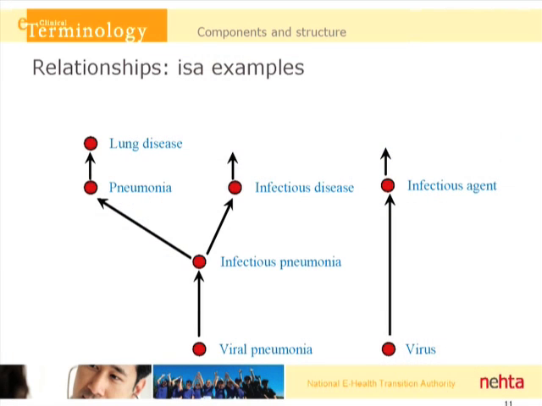So the description logic definitions for each concept code are made up of structured combinations of ISAs and attribute value relationships. Well, let's take a look at a diagram that illustrates that. Here we have viral pneumonia, infectious pneumonia, pneumonia and infectious disease, and lung disease. So viral pneumonia is a kind of infectious pneumonia, and infectious pneumonia is a kind of pneumonia. Likewise, virus is a kind of infectious agent. So those are the ISA relationships, the subsumption relationships.